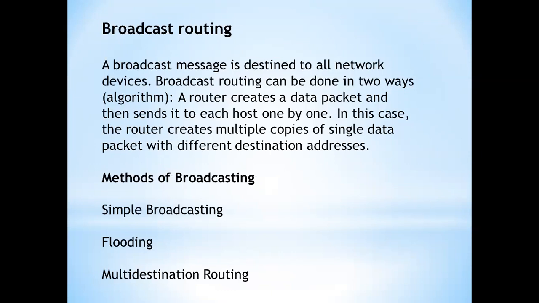Next is multi-destination routing. This is the third algorithm used for broadcasting. In this algorithm, each packet will contain a list of destinations or a bitmap which indicates the desired destinations. When such a packet arrives, the router first checks all destinations, then decides which output lines will be required based on the destination addresses.